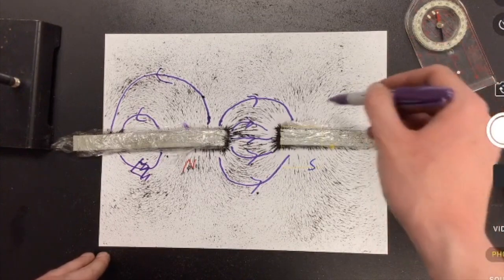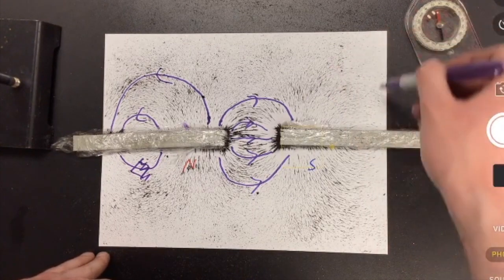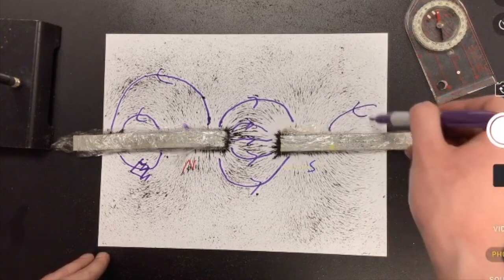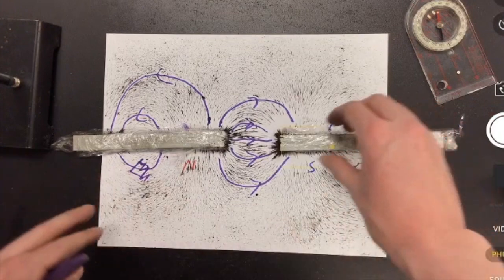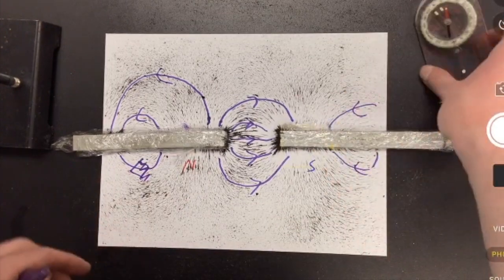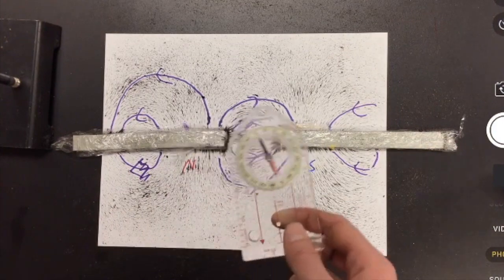Which way are these ones going, right? These are actually coming from north, going to south. So these are going this way, right? I keep saying this like we've kind of taken it for granted. What was the whole point of this? To check it with our test magnet. So let's take our compass, our test magnet, and see.